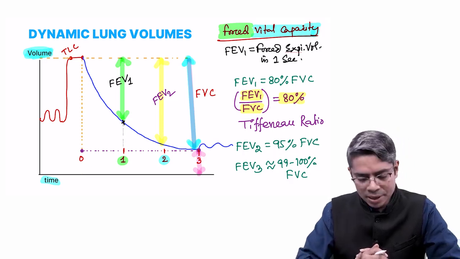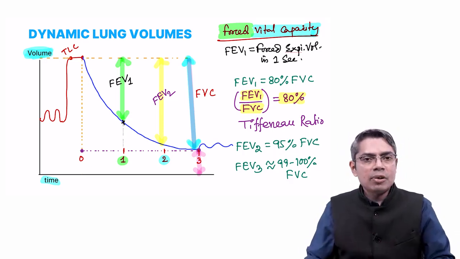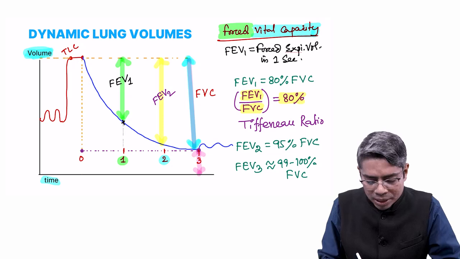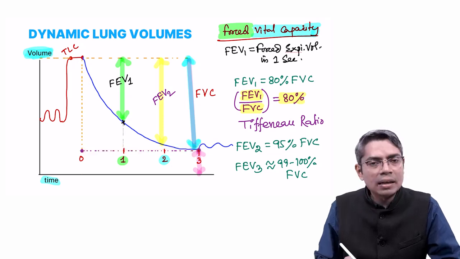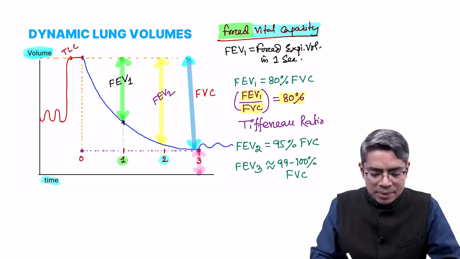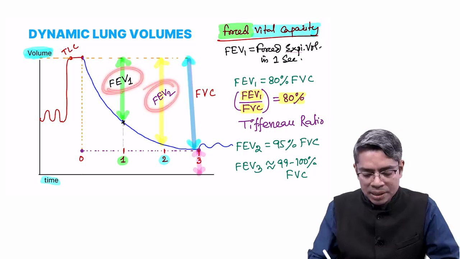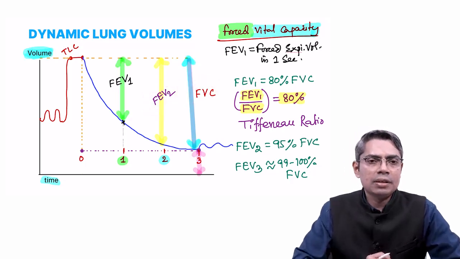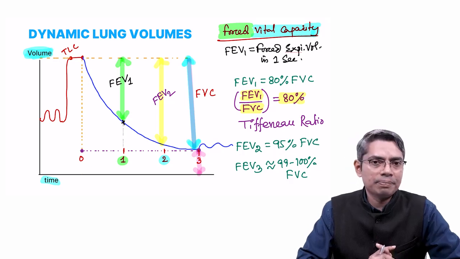Getting my point? Dynamic lung volumes and capacities are also measured with the help of a spirometer, but here you have to measure the time on the x-axis, and with respect to time you are measuring different volumes: FEV1, FVC, FEV2, FVC, FEV3. So, that is why this is very important to understand.